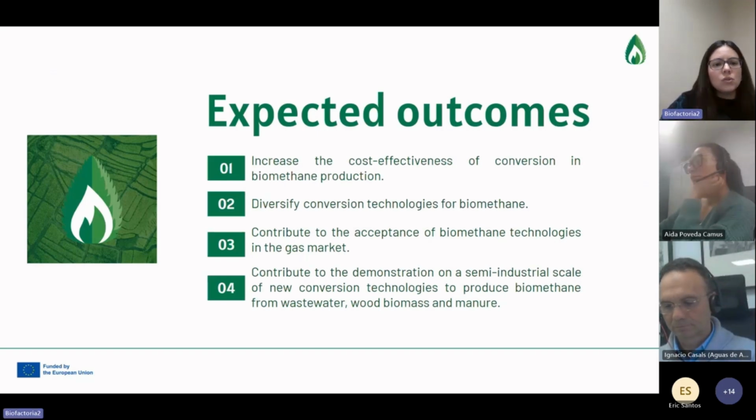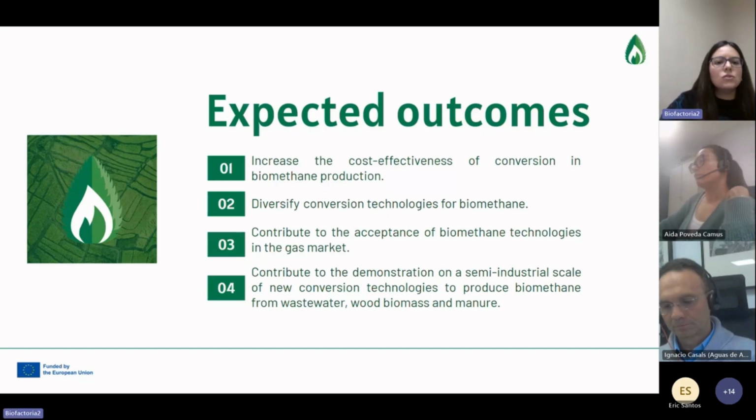The third one is to contribute to the acceptance of biomethane technologies in the gas market. And this will be thanks to the techno-economic study of these 3 case studies in our work package 5. That is an important tool for our stakeholders, as well as for the experience of the public and the private sector, and also for our 16 partners that make up this consortium.